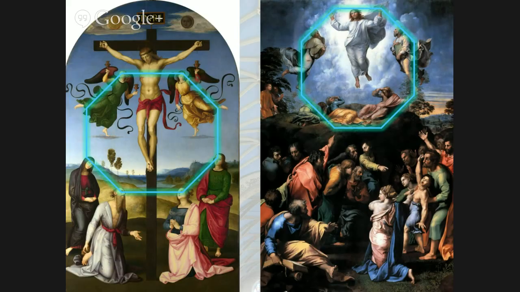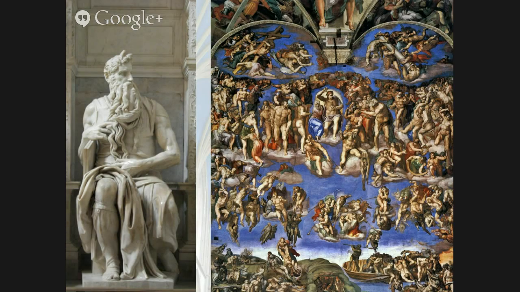All right, so Michelangelo, primarily a sculptor, but also painted, and so that's why a lot of his people in his paintings look like sculptures. So you got Moses.